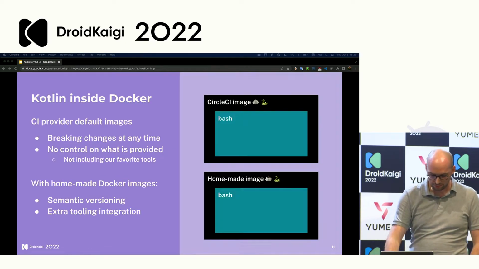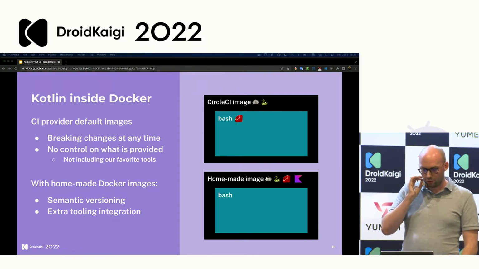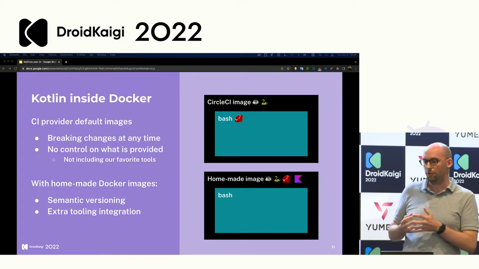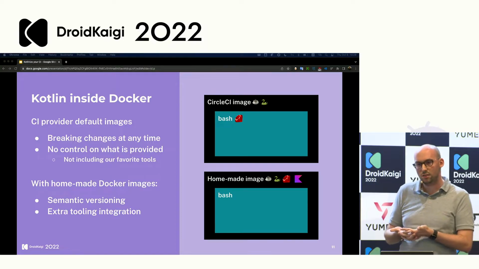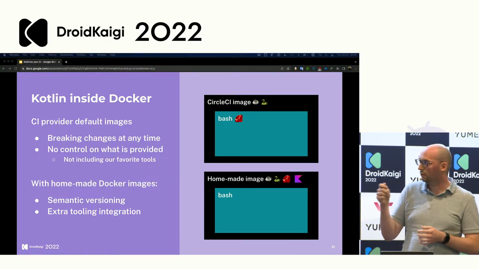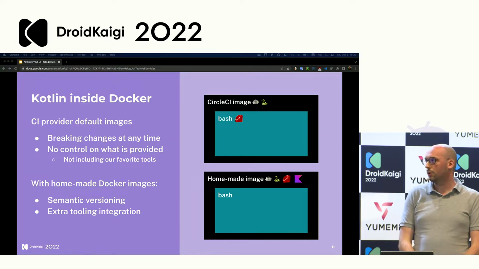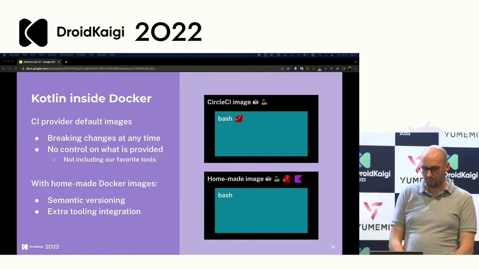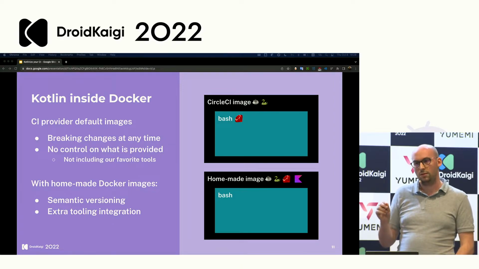Let's discover how. So, here is the most common situation in an Android project. Usually you will use the CI provider default images. That's easy to use. You just configure it, and that's all. But it has some cons, I believe. For example, breaking changes can happen at any time because there's no fixed version. Usually, you will not update this configuration.